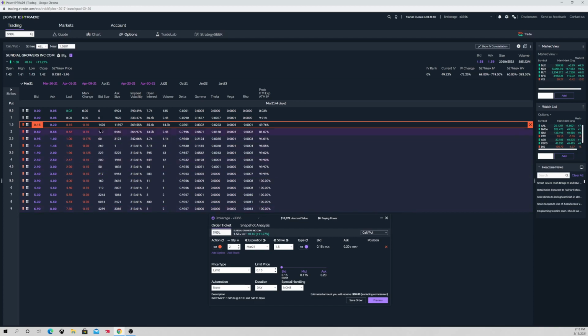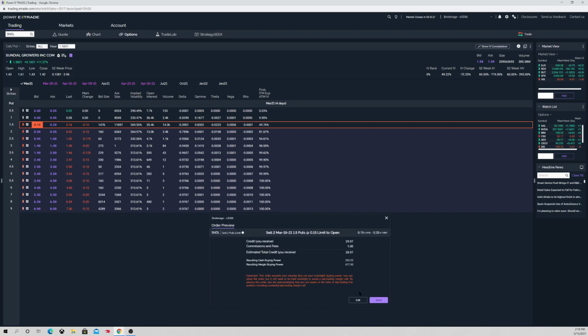There's 1,400 sitting at the bid, or now 1,500. It's just not worth the wait for an extra 5 cents per share, which would be $5 per contract. I'm happy with getting the 15, and that's how I always look at it. So here we're entering in the contract, selling two of them for the March ones. $1.50 strike price, limit price 15. Always do limits. Don't ever do market orders. So, preview.